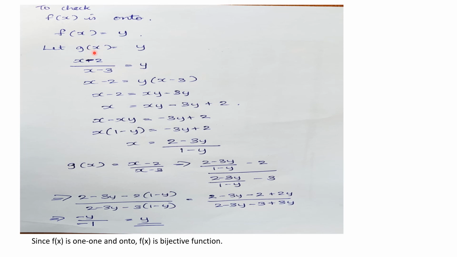So we proved that f of x is equal to y, so we can say that f of x is onto. Since f of x is one-to-one and onto, we can say that f of x is a bijective function. Thank you.